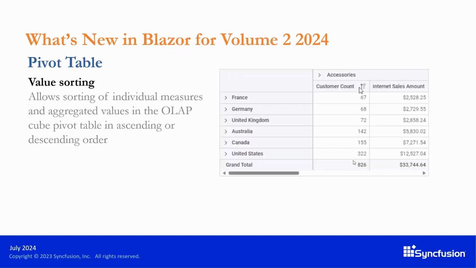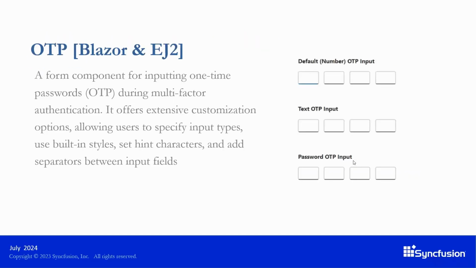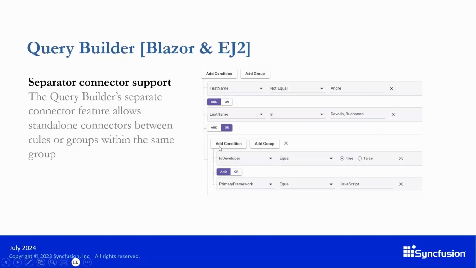The next Blazor platform update is about the pivot table. You can now easily sort individual measures and aggregated values in OLAP cube in ascending or descending order. In Blazor and EJ2 platforms, we have included a new OTP component for inputting one-time passwords during multi-factor authentication.